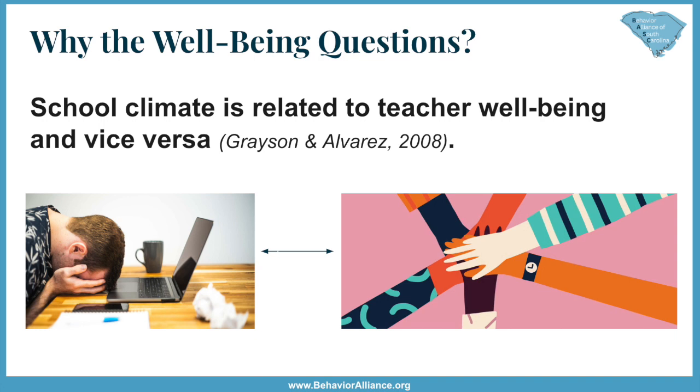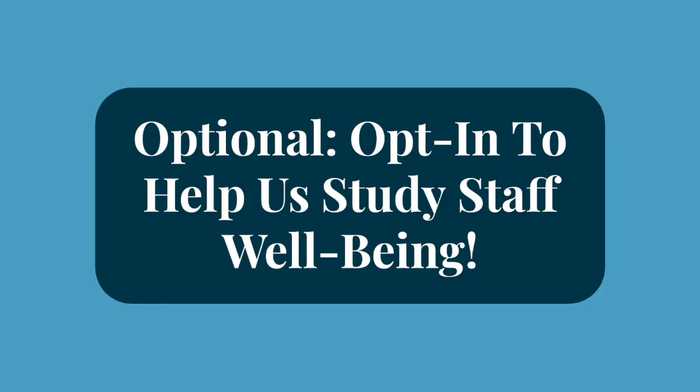So this survey will give your school the opportunity to understand the level of well-being perceived by your staff. Upon taking the survey, you will have the opportunity to opt in to helping the Behavior Alliance of South Carolina team study staff well-being. This is optional, but we appreciate your consideration in sharing your responses with us.